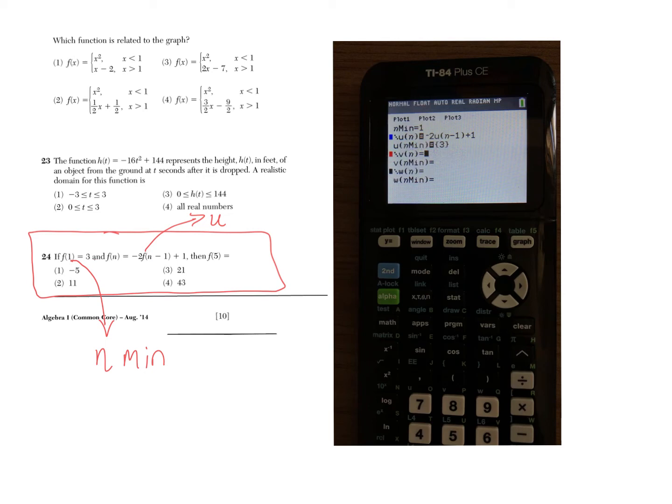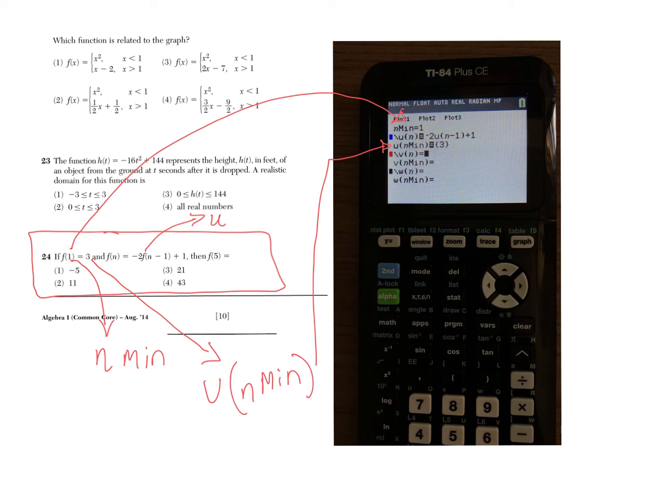And this value is u parentheses n minimum. You'll see this right here. And n minimum is up here. This value 1 is up here. So keep those in mind, right? So the letter u is used instead of f, and instead of f1, we'll call it u1. So that value is 1, the n value is 1.